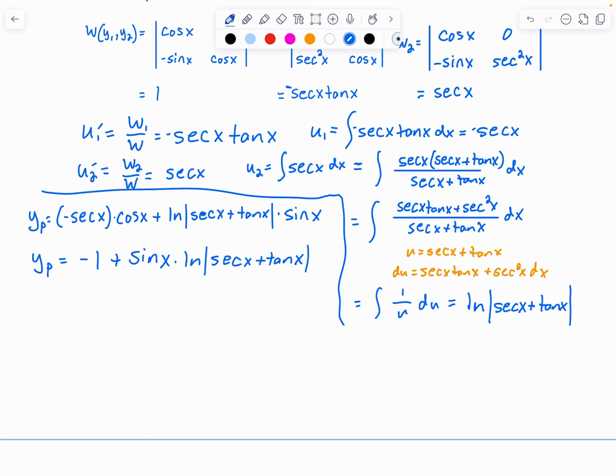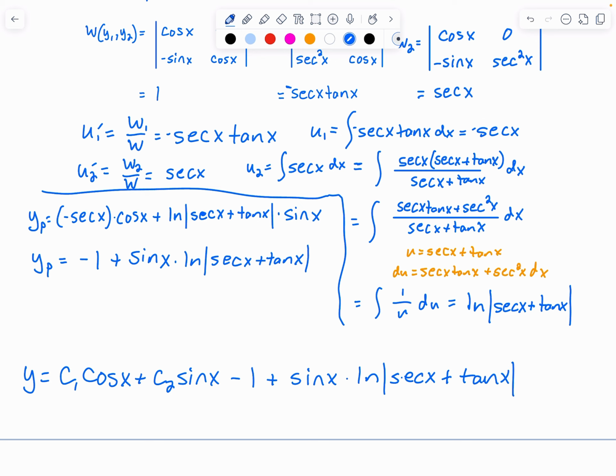So my final solution is going to be y equals c1 cosine x plus c2 sine x minus 1 plus sine x times ln of secant x plus tangent x. And there is my solution.